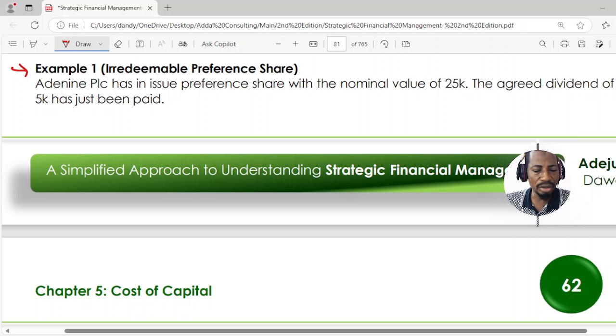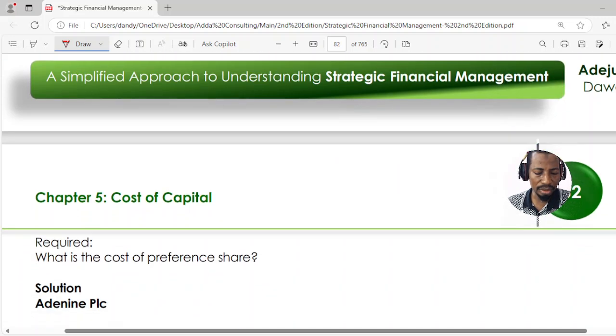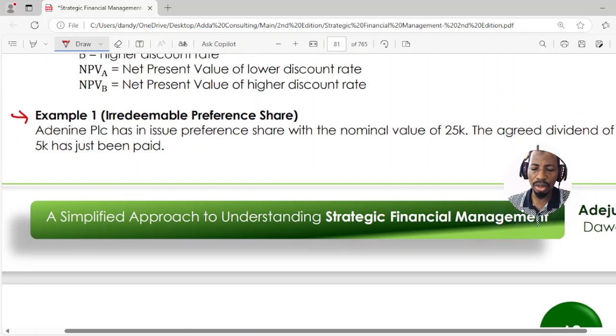The agreed dividend of 5 kobo has just been paid. Required: what is the cost of a preference share? This is straightforward. The dividend is 5 kobo. For the nominal value, there is no market value, so the nominal value is the value in the balance sheet, which is 25 kobo.